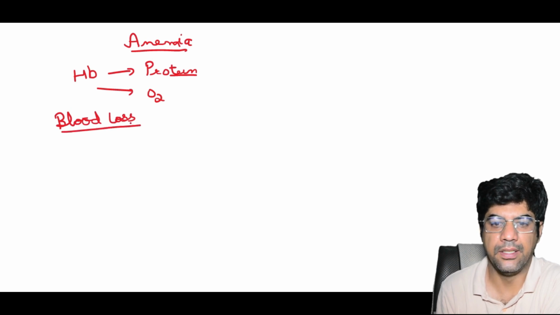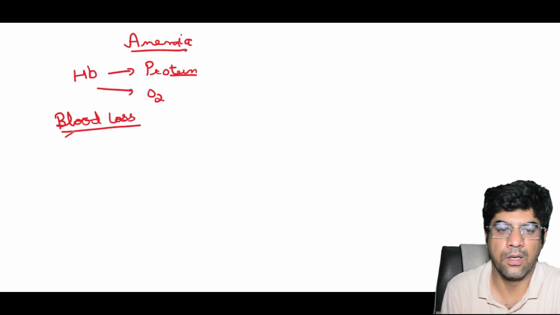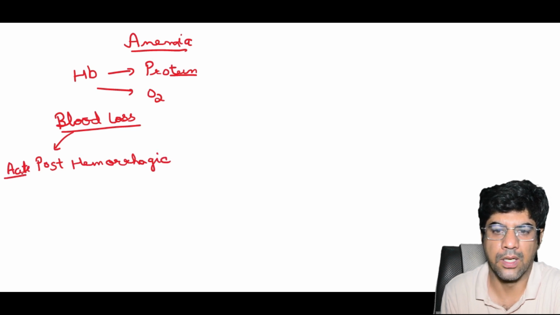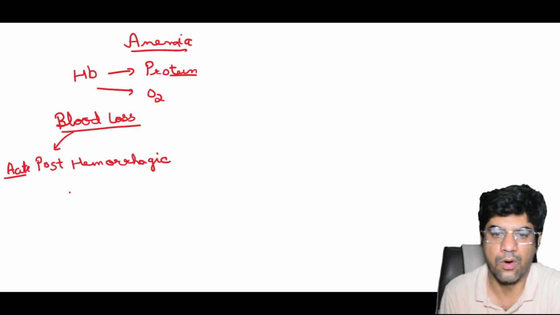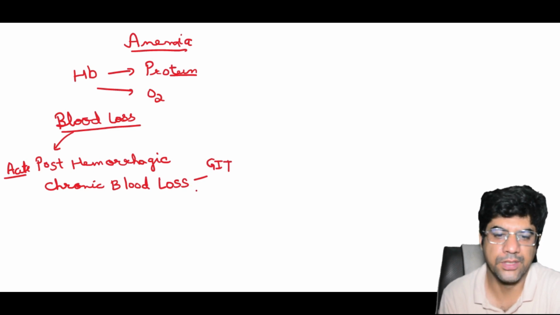That can occur suddenly due to significant blood loss from traumatic injury or surgery, as in acute post hemorrhagic anemia, or it can be anemia of chronic blood loss that develops over time, like GIT bleeding or heavy menstrual periods.